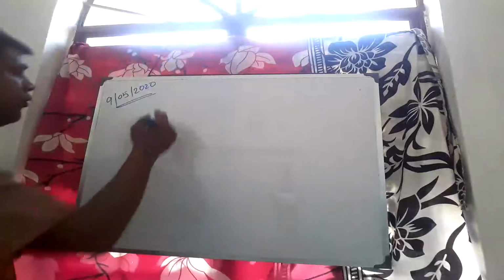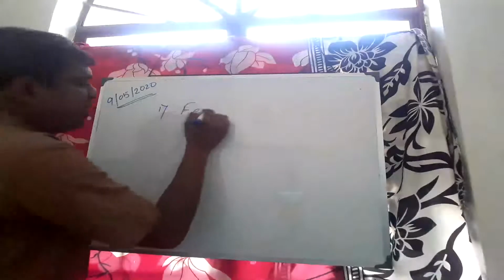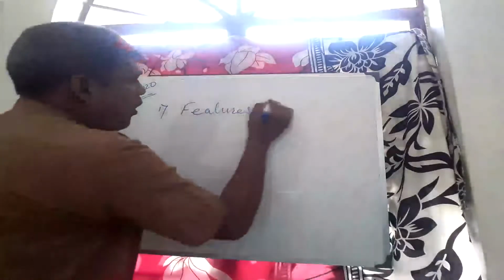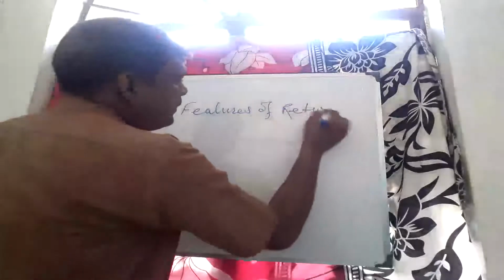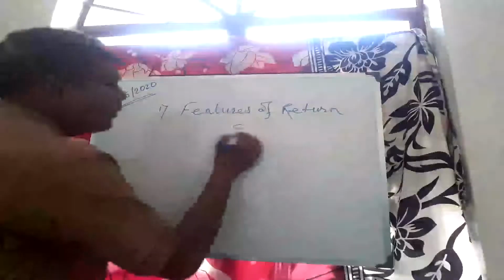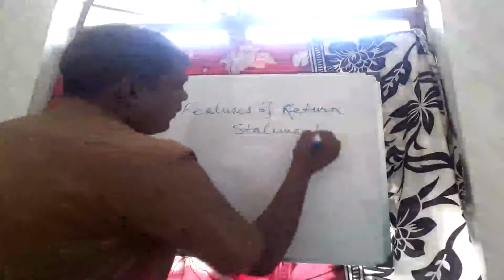Now, today we will discuss two important topics in method, in function. First, today we will discuss features of return statement, and second, we will discuss static keyword. Today we will concentrate on these two topics only: feature of return statement and the importance of a static keyword. These are the two important topics we'll discuss today.